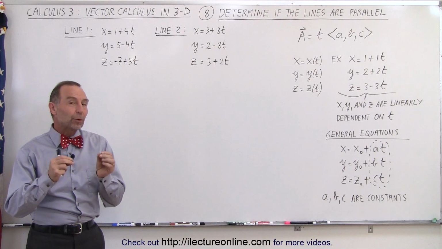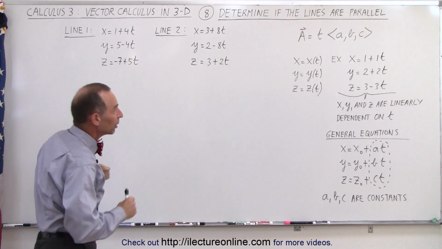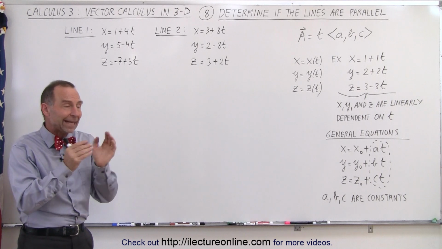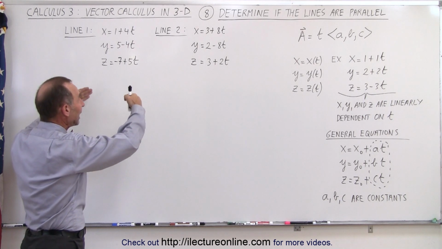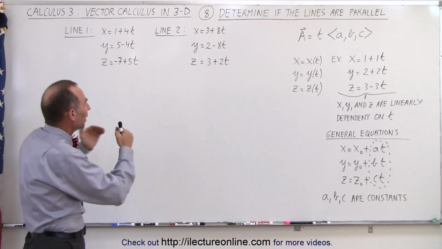In this example, we're going to try and show whether or not these lines are parallel to one another. And how do we do that? Well, first of all, we can take each line, which is expressed in terms of their parametric variables, and derive a vector for each one of them, which is parallel to the line.